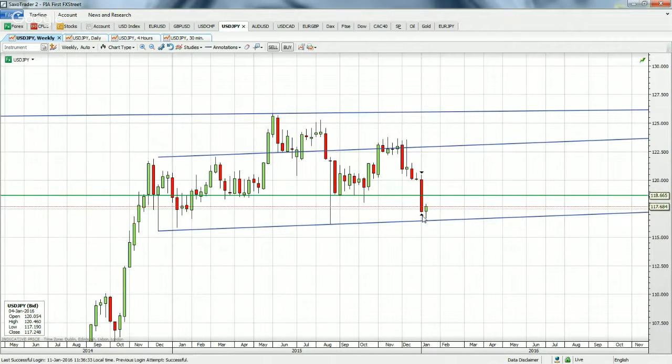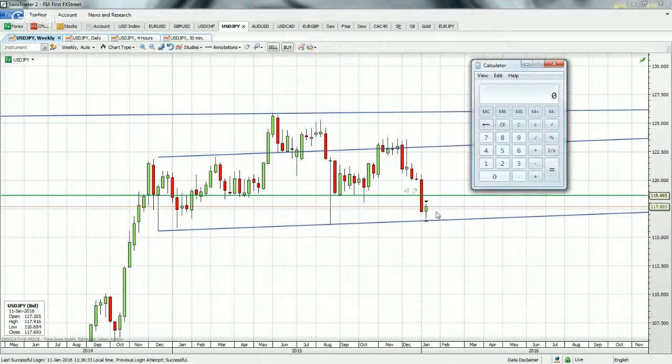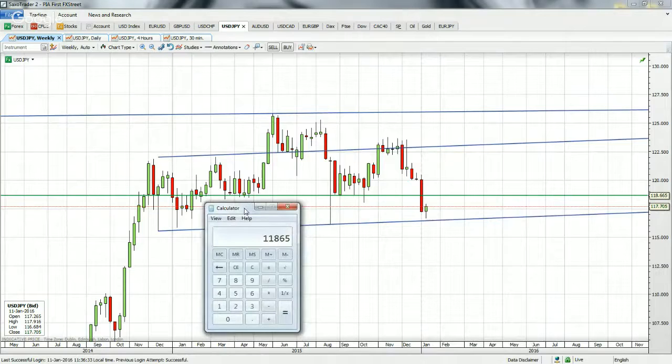area. A Marabuzzo level is the open and the close added together divided by 2. So it's the midpoint of the whole candle. And basically all we do is go open 120.05 plus close 117.25 equals, divided by 2. Okay, 118.65. So that is the prime area to get short in dollar yen this week for a break back down to the downside.